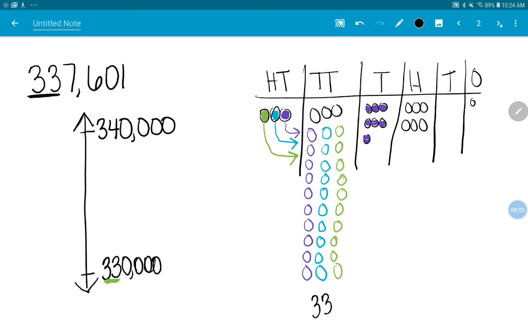What's halfway between 330,000 and 340,000, Owen? 335,000.